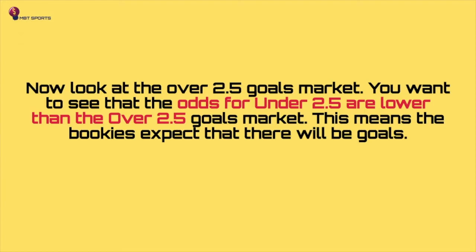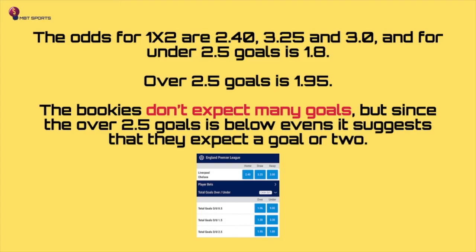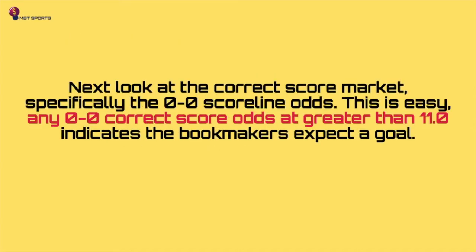You want to see that the odds for under 2.5 are lower than the over 2.5 goals market. This means the bookies expect that there will be goals. Here's an example in the Liverpool v Chelsea match. The odds for 1x2 are 2.40, 3.25 and 3.0, and for under 2.5 goals is 1.8. Over 2.5 goals is 1.95. The bookies don't expect many goals, but since the over 2.5 goals is below evens, it suggests that they expect a goal or two.